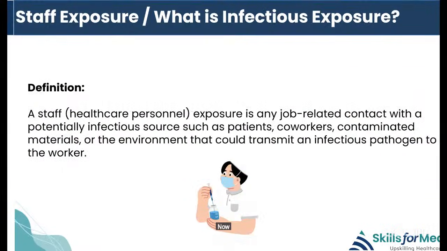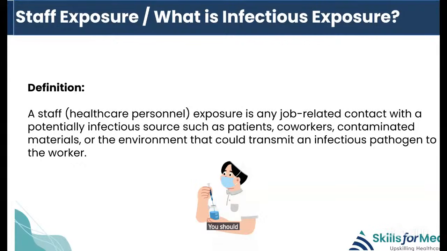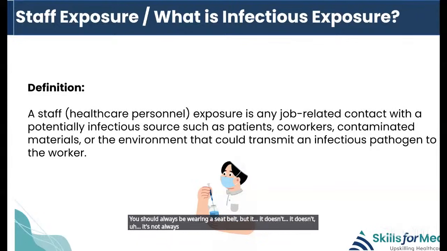Now coming to the exposures, as I told, everybody rides a vehicle, whether a two-wheeler or a four-wheeler. Whenever we are riding a vehicle, we are always at risk. First, we have been taught that you should always wear a helmet and a seat belt. But it's not always the case that wearing a seat belt or a helmet means you will not meet with an accident. But if you're wearing a helmet, the exposure to injury will be less.